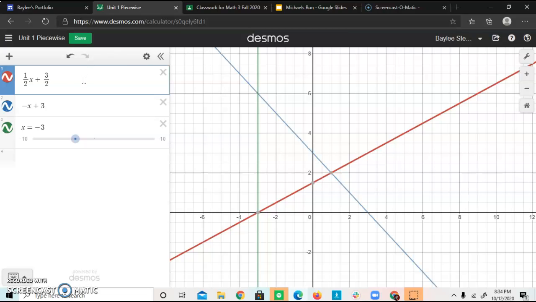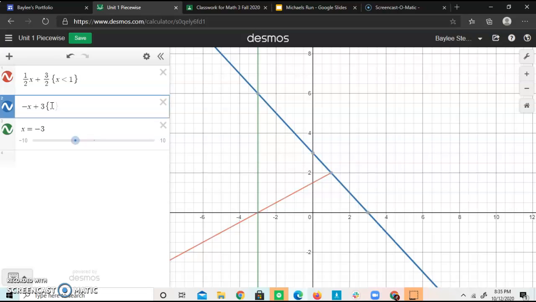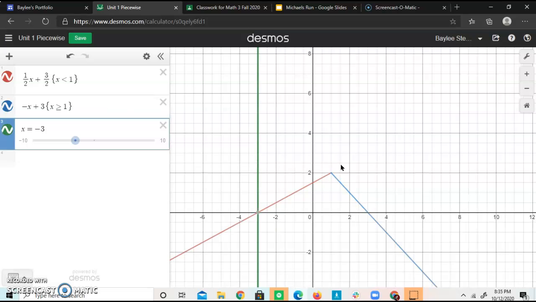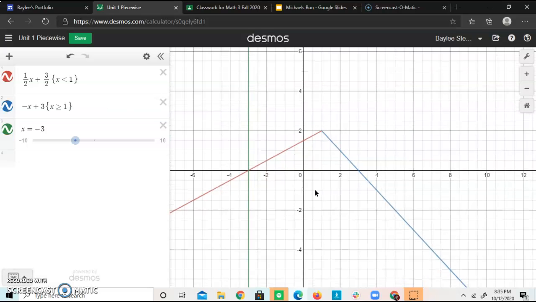So what we're going to do is add those if situations. This is going to put a domain and kind of ending to where our equations are going to end up. As you can see, it's going to stop here. And then for this one, you're going to put in if x is greater than or equal to 1. Okay, so now we can see this is our piecewise function, and this is what it looks like.